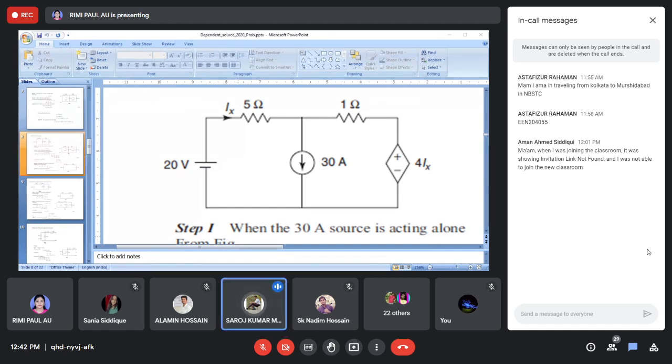Ma'am, Ix prime is coming 3 ampere. No, you will not tell Ix prime. You will tell only Ix when two sources are acting. Ma'am, 5 ampere. 5 amp. Okay. Now zone 1 and zone 3, they will tell what will be the Ix prime and Ix double prime. If their addition would be 5, then your answer would be right.